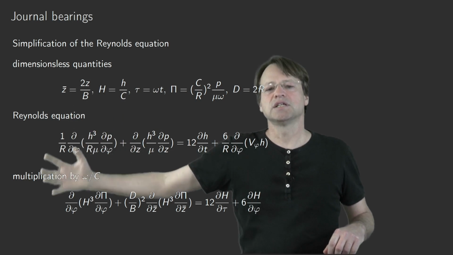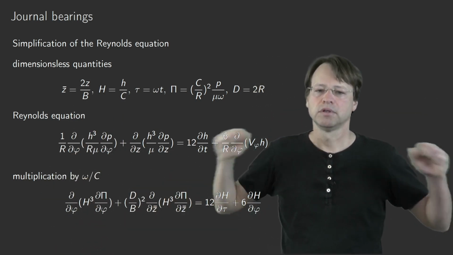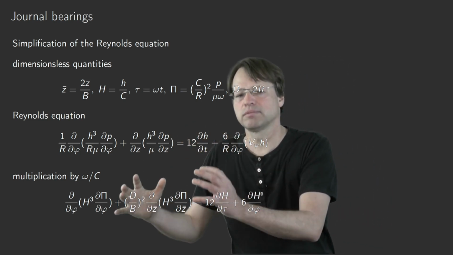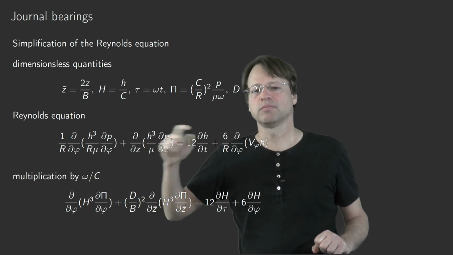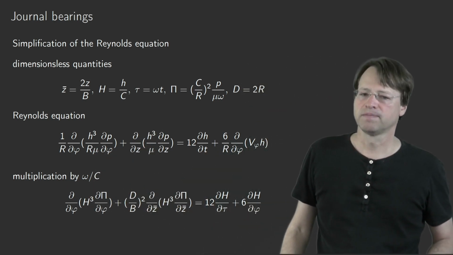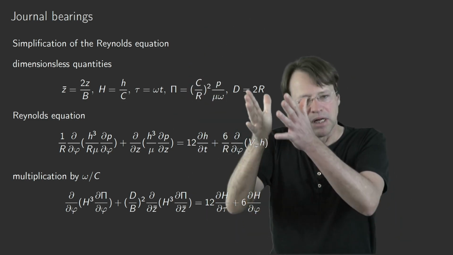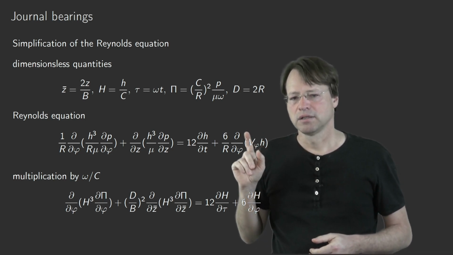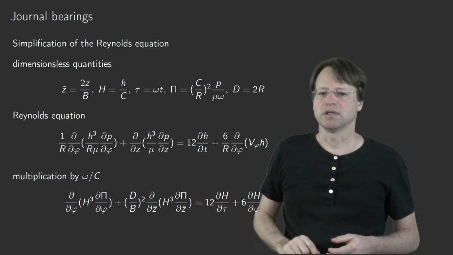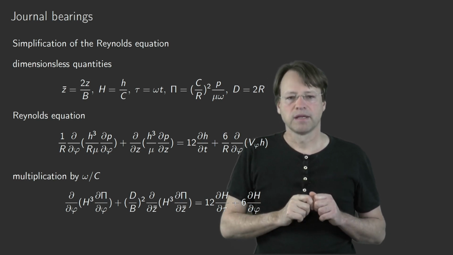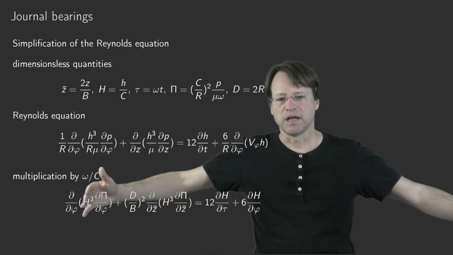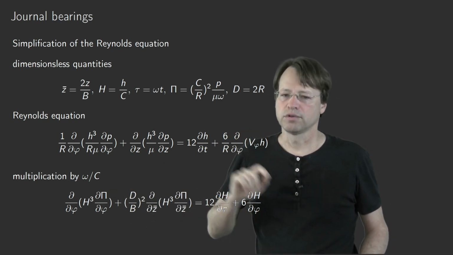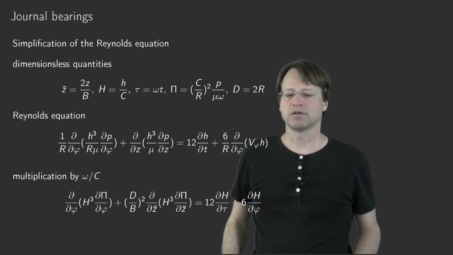Either your D is much larger than B, then what you would obtain is that the second term is much larger than the first term, because the first is of order 1 divided by D squared. So you have a large diameter but a rather small width bearing. Then the second term is dominant. In the opposite case, you have a very wide bearing with a small diameter. Then the first term is much larger than the second term.